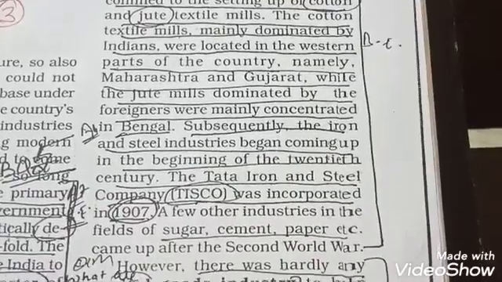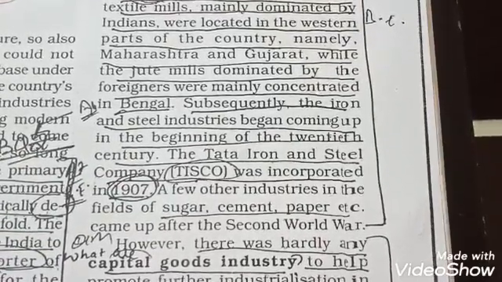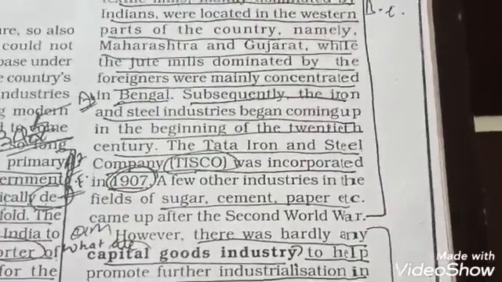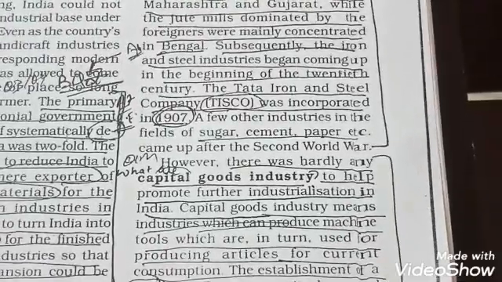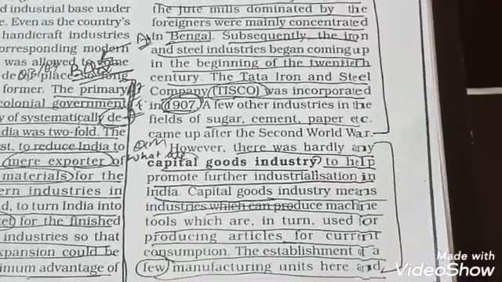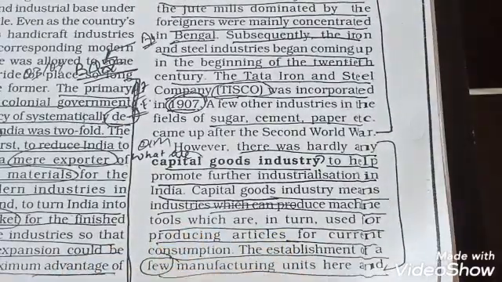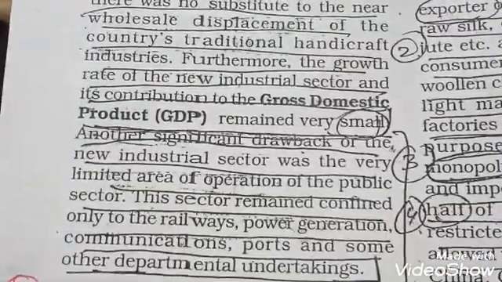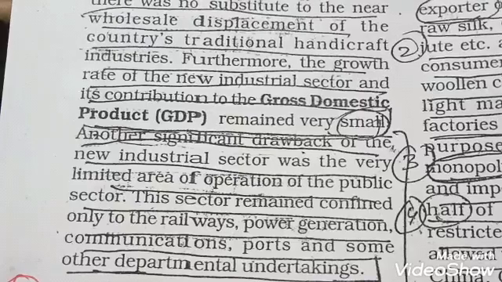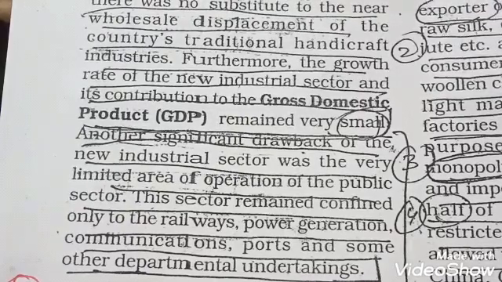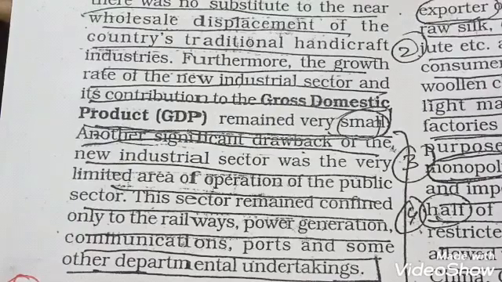Then a little bit of other industries also came up. We had the TISCO manufacturing iron and steel in 1907. Then maybe many industries like sugar, cement, paper also came up. There were a few capital good industries which began at that time. And the capital good industries are basically those industries which produce articles for current consumption. There were a few industries of these, but as I've told you, it was not a substitute for the entire displacement of the handicraft industries. The contribution of the new industrial sector was very, very small. There were many drawbacks, that is, the role of the public sector was very limited. It was limited only to railways, power generation, communication, ports, departments, etc.